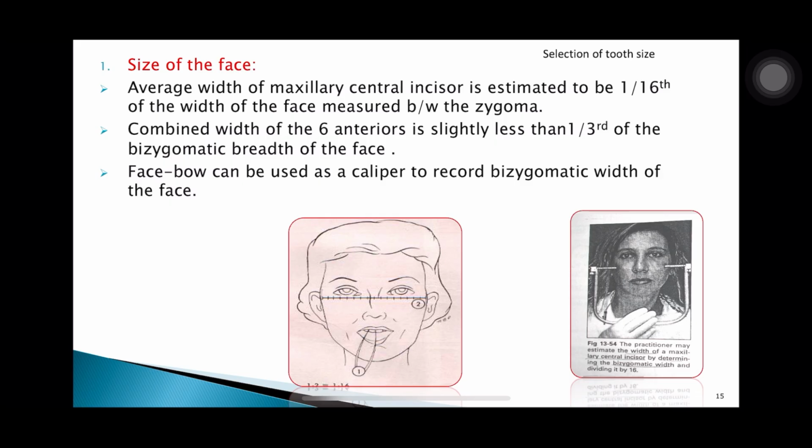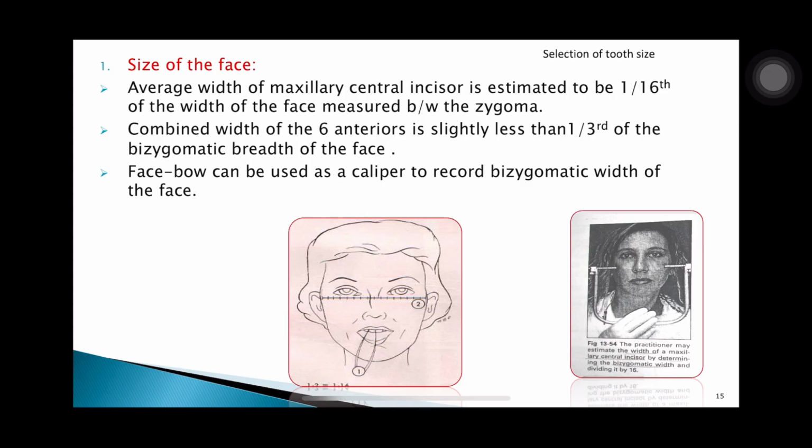This method is based on the size of the face. So here we can measure the average width of the maxillary central incisor, which would be equal to the bizygomatic width divided by 16. Bizygomatic width can be measured by the face bow. Face bow can be used as a caliper to record the bizygomatic width of the face.